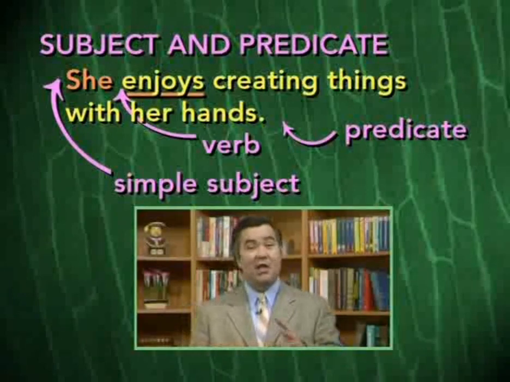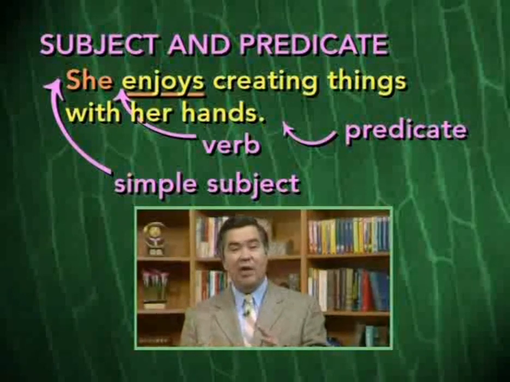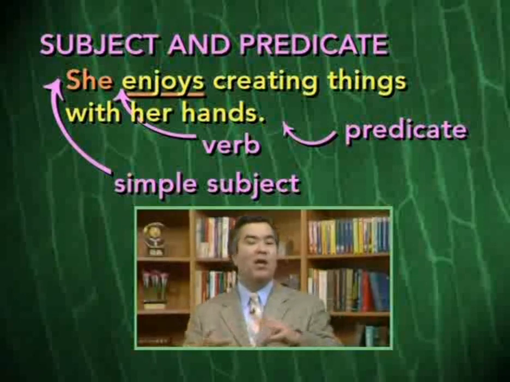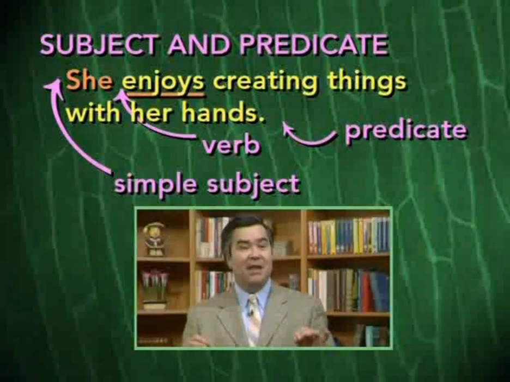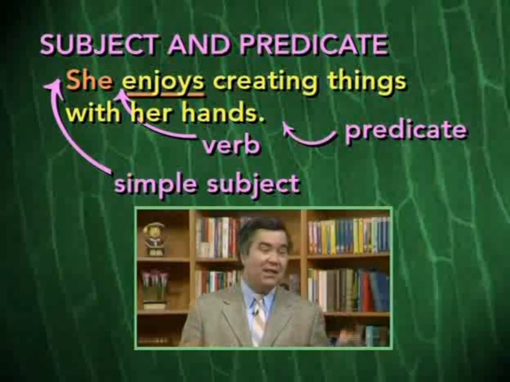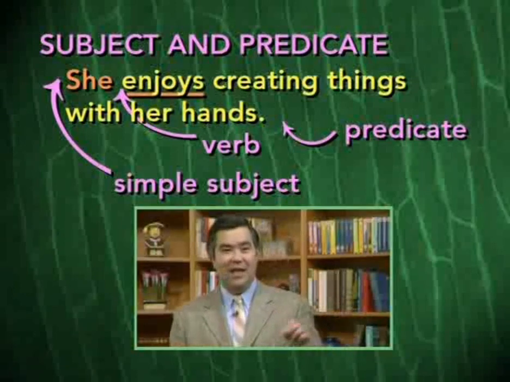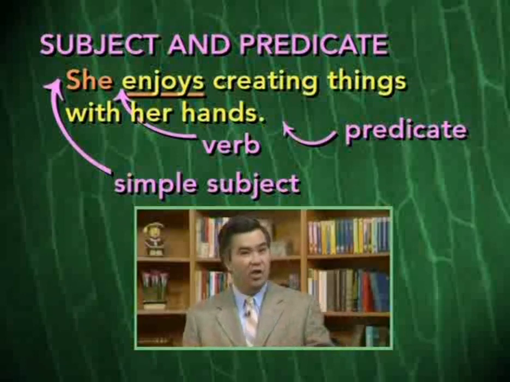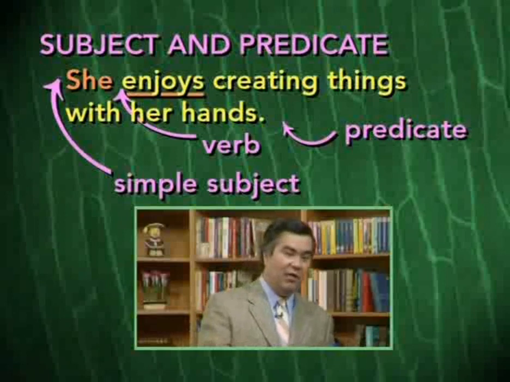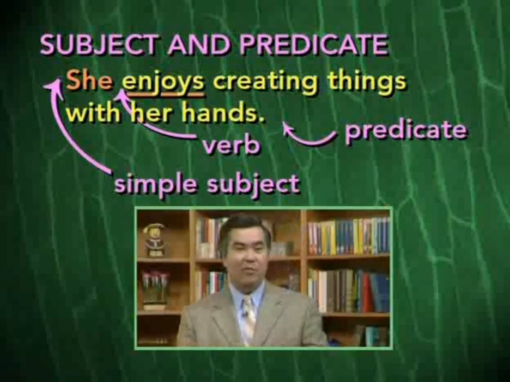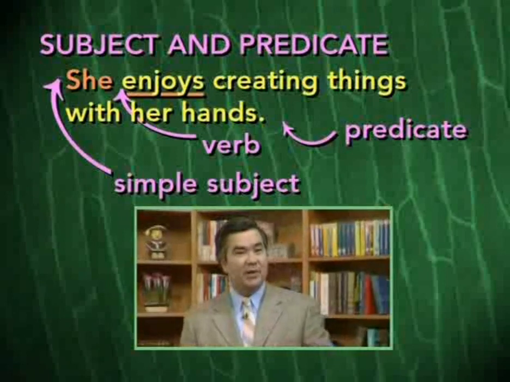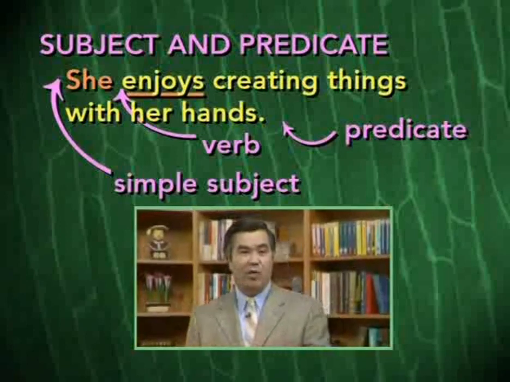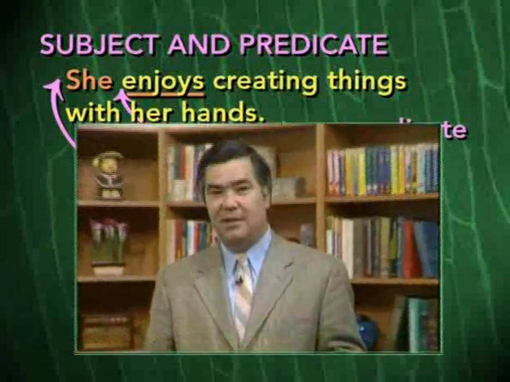And the other words in the predicate tell us more information about what she enjoys. She enjoys creating things. And how does she create them? With her hands. So all the other words in the predicate give us more information about exactly what the subject does. But enjoys is the most important word in the predicate. It's the verb. Again, the heart of this sentence is she enjoys, and the remaining words in the predicate are there to give more information. In this particular sentence, then, we have a very short subject, and the rest of the sentence, the predicate, tells us what the subject does.